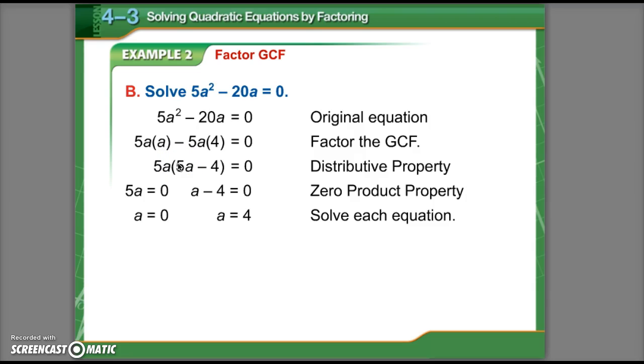So we can look, when we have 5a equals 0, right here, you divide both sides by 5, you get a is 0. Right here, a minus 4 equals 0. Add 4 to each side, you'll get a is 4. So your two solutions are 0 and 4.